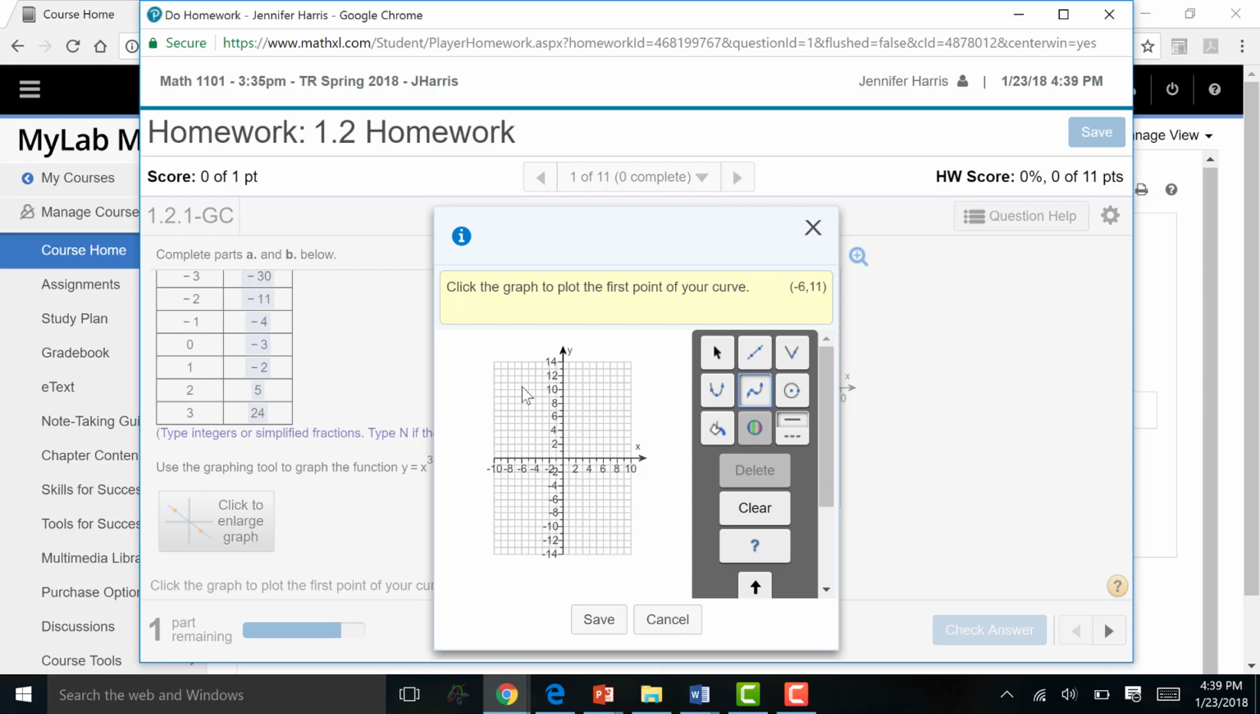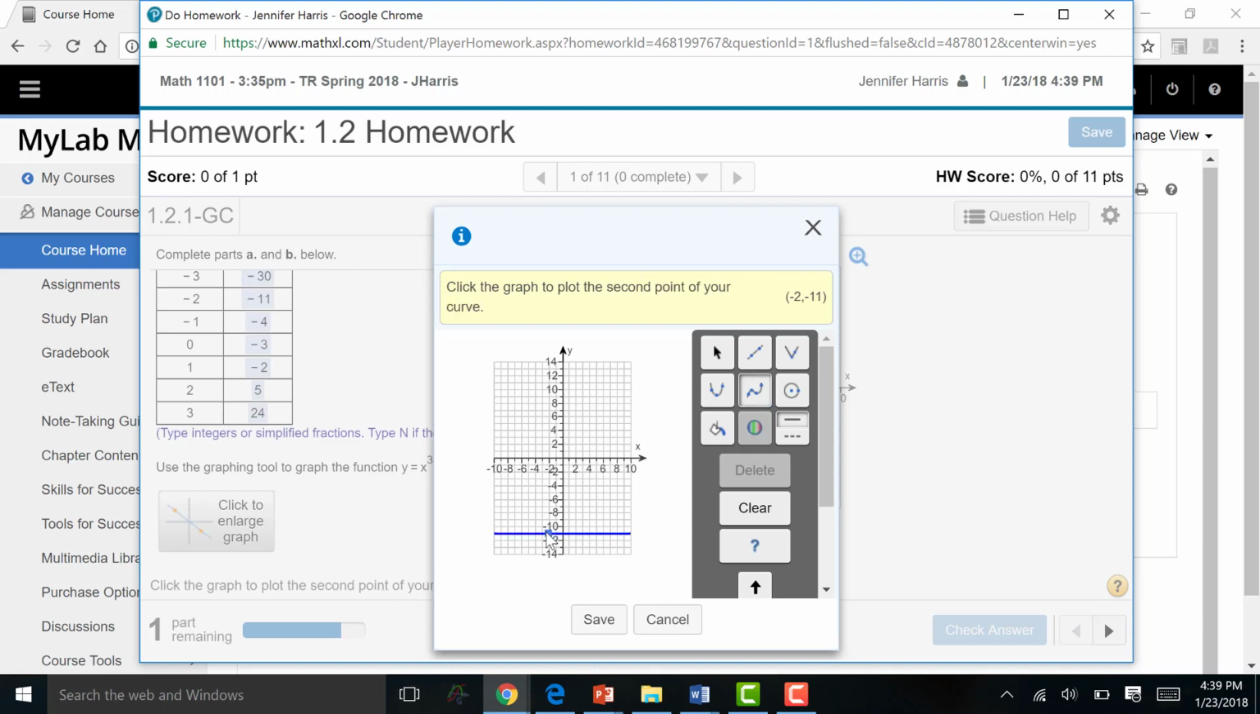So I'm gonna pick -2, 11. So I'm gonna go over to -2, up 11, or down 11. How do I know if I got it right? Look in the yellow box. If it doesn't say -2, 11, I ain't got it right. So once you get it, click it. And it moves, so let me put it back where it's supposed to be. Click it. Now go do another one.